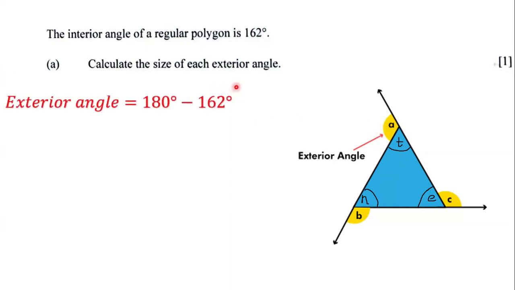We know that the interior angle is 162. So in order to find the exterior angle, we're going to say 180 degrees minus 162 degrees, and that gives us 18 degrees. And that is the size of the exterior angle. So the exterior angle is 18 degrees.